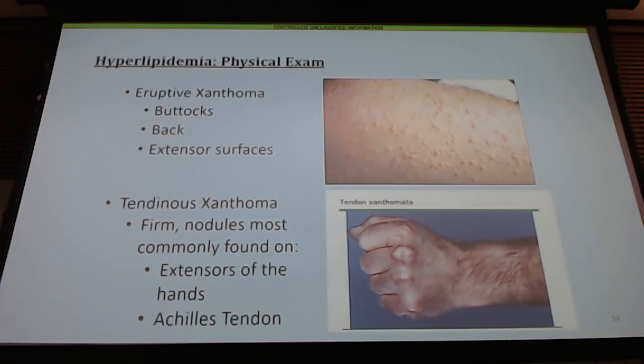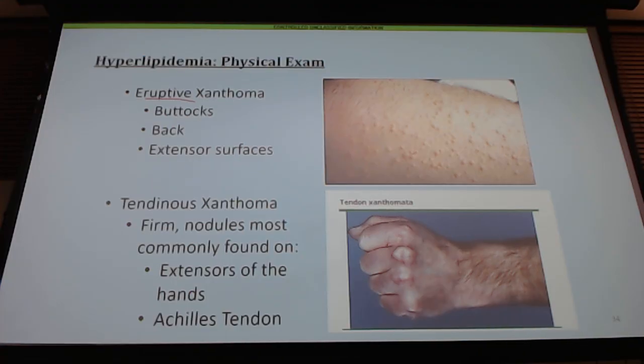And examples of those for your xanthomas: this one is an eruptive xanthoma, which is kind of like these little dots that you might think is an acne breakout, but instead of having white heads, this is actually yellow, and it's not necessarily erythematous around it, so it's not a follicular infection or anything. This is actually just little deposits of cholesterol in the skin.